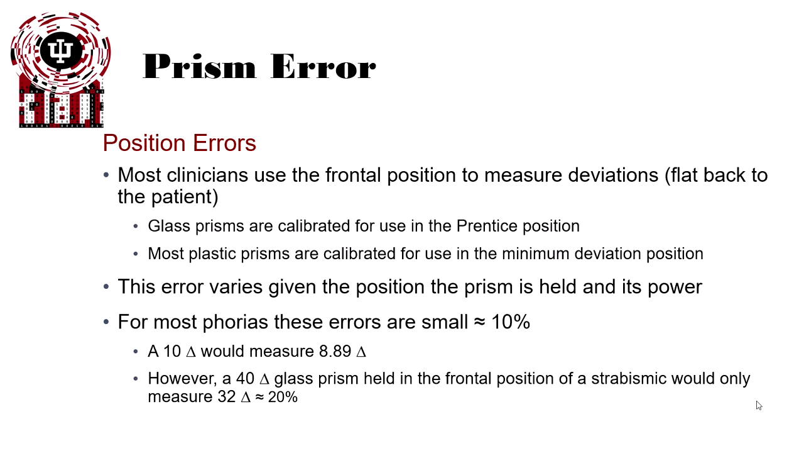For most phorias, these errors are relatively small, 10% or less. A 10 prism diopter would actually measure 8.89 based upon these deviations in the prisms and the angles. However, for larger prisms, it's much more significant. A 40 prism diopter glass prism held in the frontal position in front of the strabismic eye would only actually measure 32 prism diopters, or 20%.